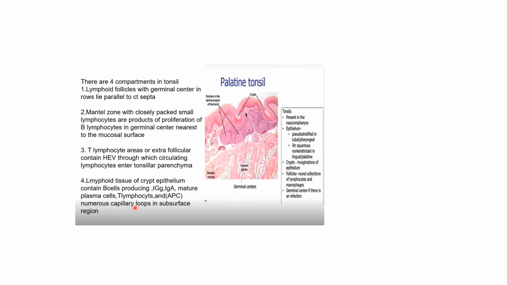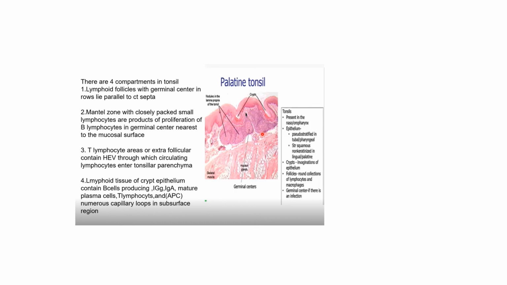Then the fourth zone which you will come across is the lymphoid tissue present in the crypts. That is the reticular epithelium, which contains B cells and cells which produce IgG and IgA. These are the mature plasma cells and T lymphocytes plus antigen presenting cells and numerous capillary loops in the substance of this region. You can see this striated muscle below which is forming one of the walls of the tonsillar fossa. This is the mucosal surface.